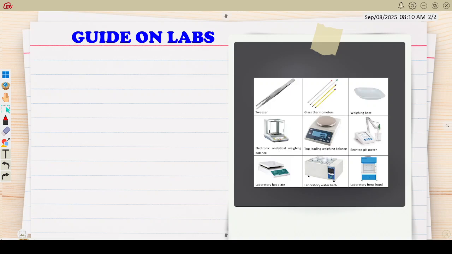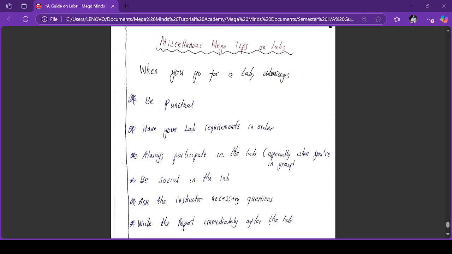Okay, so let us have a quick talk on labs. In this video, I'm going to talk about how you can write any lab report. But before you can even get to that, let me just quickly guide you on labs as you prepare for your first lab. These are the things which you should put into mind as you prepare for your labs.